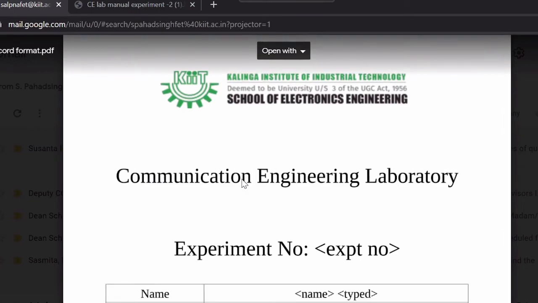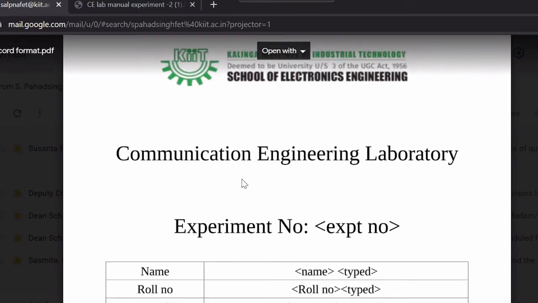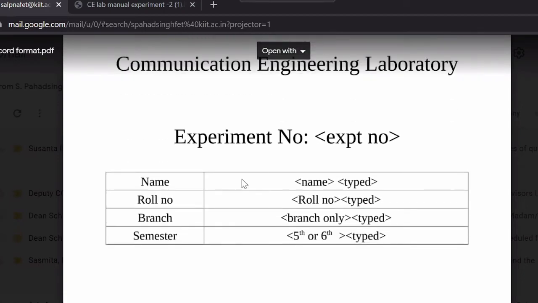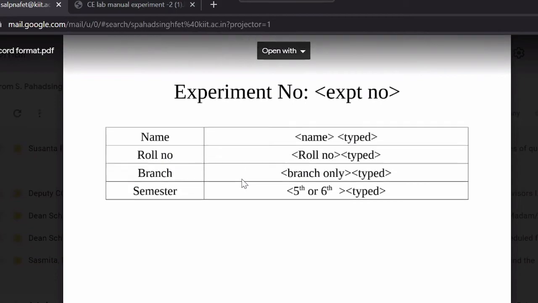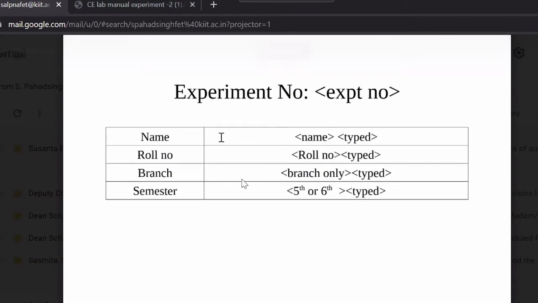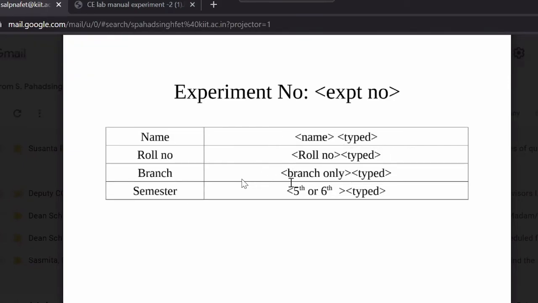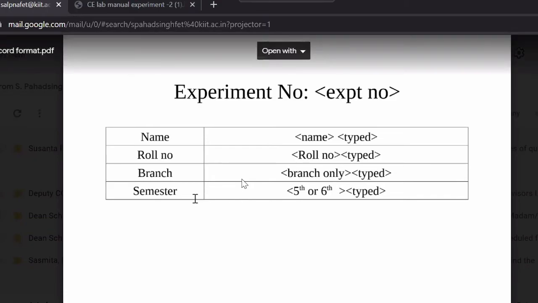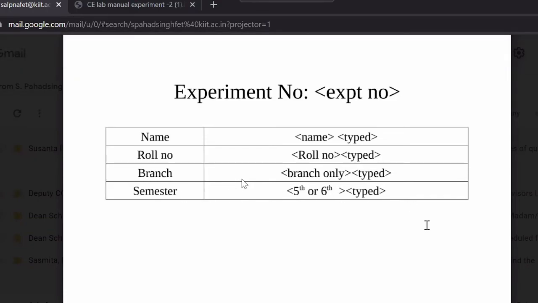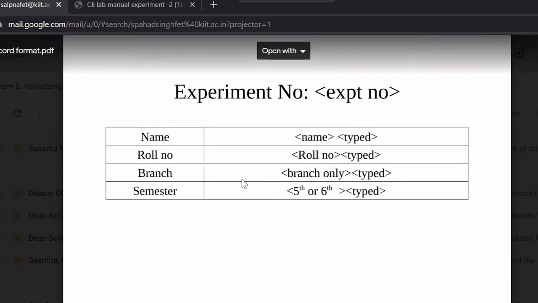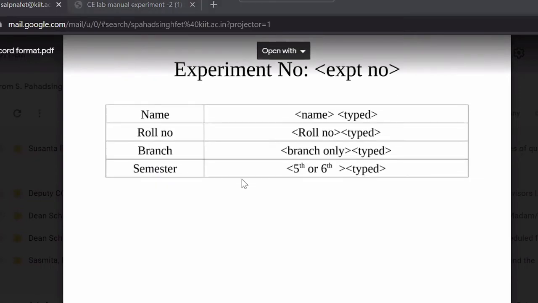So the first page with the logo and all these things, whatever is present there: School of Electronics Engineering, Communication Engineering Laboratory, then the experiment number you have to write. Then after that, your name. It is all self-explanatory. All these pages are self-explanatory. You can see you have to make this kind of a column: name, roll number, branch should be typed, and your semester, 5th or 6th, whatever, you have to type it. So this is page number 1.